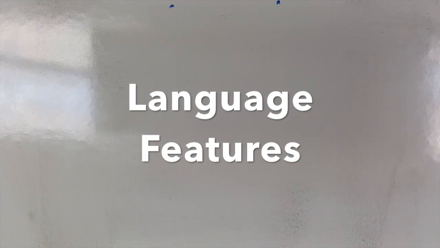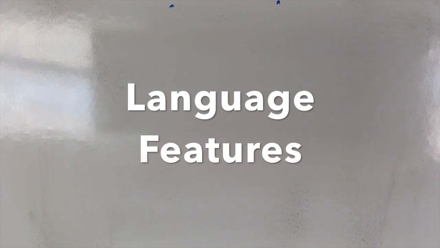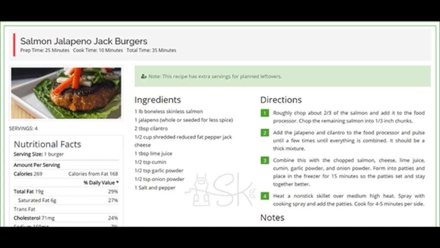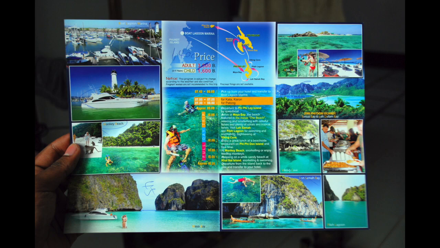The last thing that we want to consider when we are looking at building our knowledge of text is to think about what the language features are. Different text types and structures are going to have different language features. For example, in a recipe, you're going to see a lot of command sentences, which probably wouldn't work so well if we were writing a travel brochure.